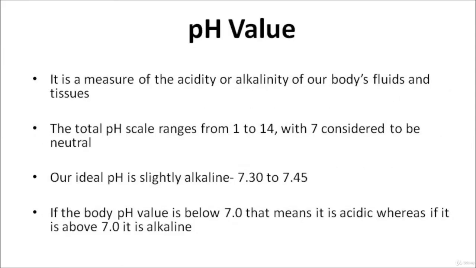Next, we'll talk about pH value. pH stands for power of hydrogen. It's a measure of the acidity or alkalinity of our body's fluids and tissues. The total pH scale ranges from 1 to 14, with 7 considered to be neutral. Our ideal pH is slightly alkaline, 7.3 to 7.45. If the body pH value is below 7, that means it's acidic, whereas if it's above 7, it's alkaline.